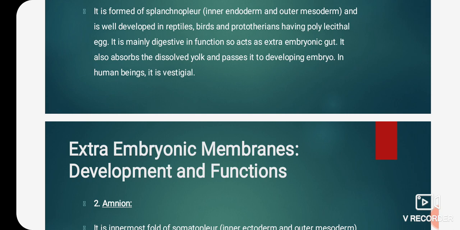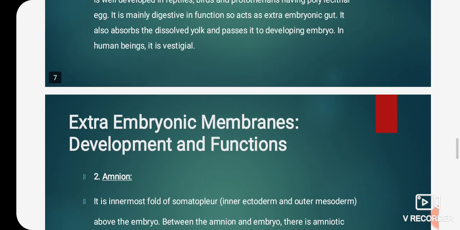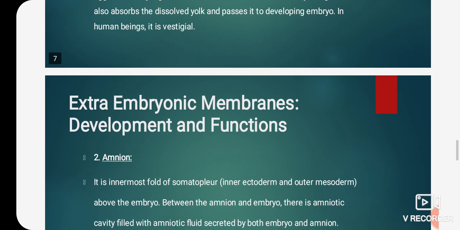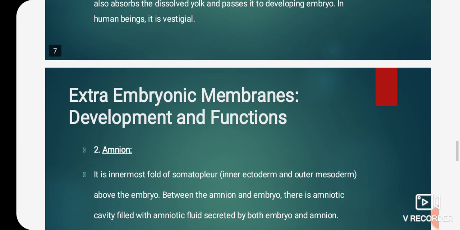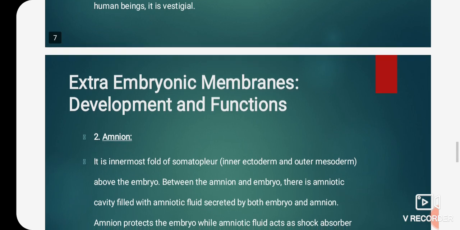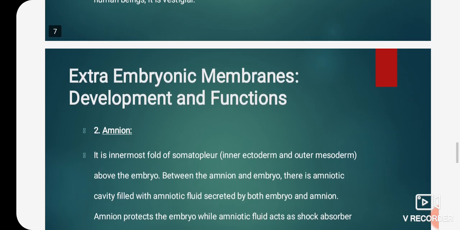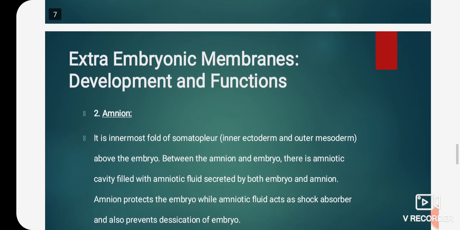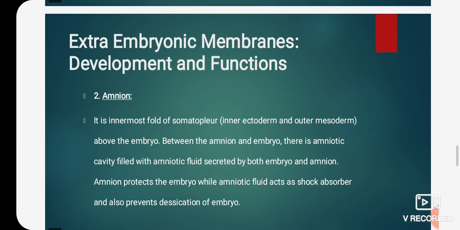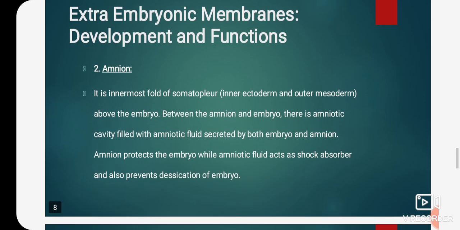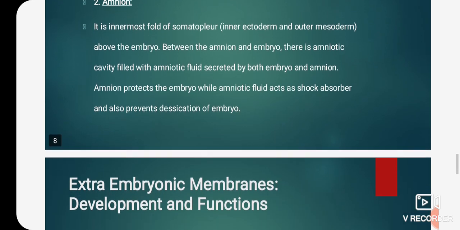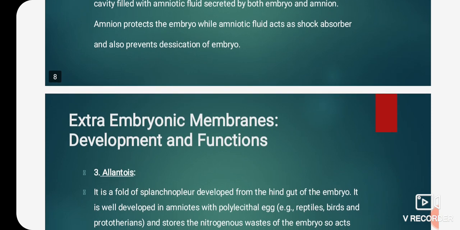Students, now second one is amnion. It is innermost fold of somatopleure, inner ectoderm and outer mesoderm. Above the embryo, between the amnion and embryo, there is amniotic cavity filled with amniotic fluid secreted by both embryo and amnion. Amnion protects the embryo while amniotic fluid acts as shock absorber and also prevents desiccation of embryo.